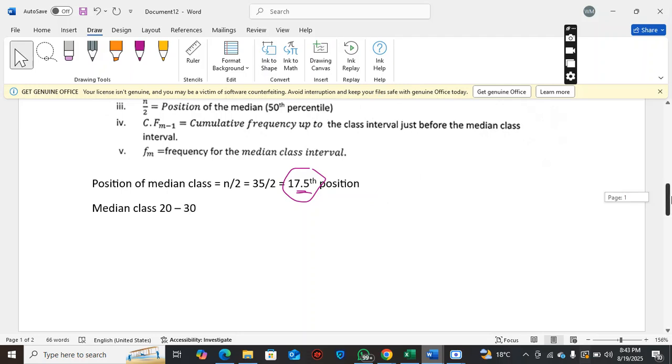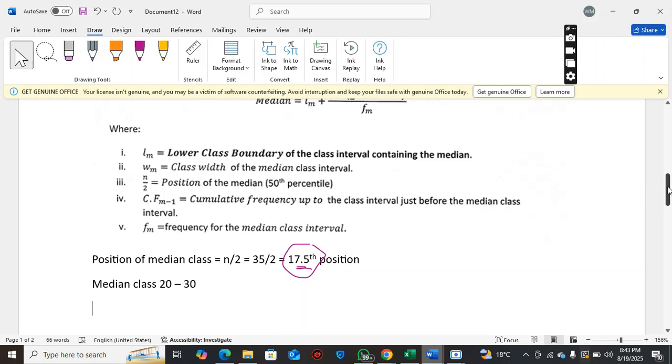This is the first thing you do. If you don't do this, you won't be able to find your median class. First do n divided by 2, locate the position, go to the cumulative frequency column, you'll find your median class. Then once you have found your median class, now you can start getting this data which is here.